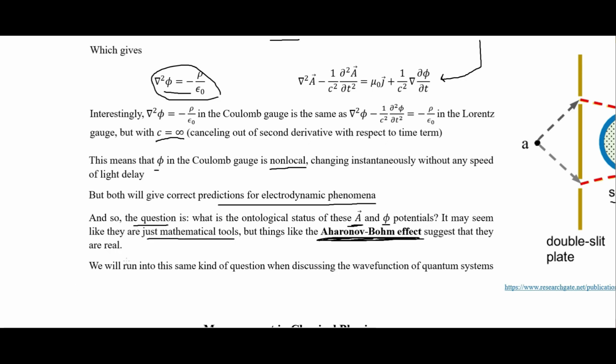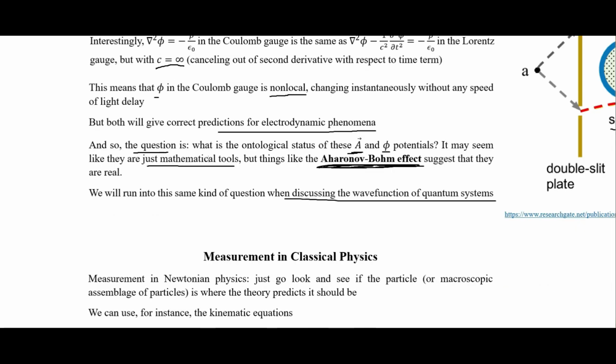And so we will run into the same kind of question when discussing the wave function of quantum systems. Is this probability wave something real? And if it is, then what does it mean that it's actually real?